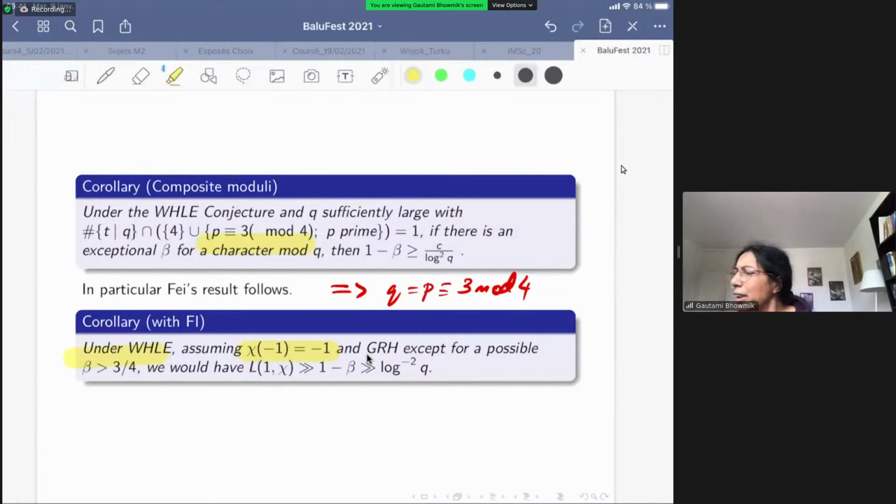So having said all this, you are probably somewhat frustrated because these results, everything I've given in yellow, have lots of assumptions: the weakened Hardy-Littlewood, chi minus 1 equal to minus 1, etc. So is there any hope?